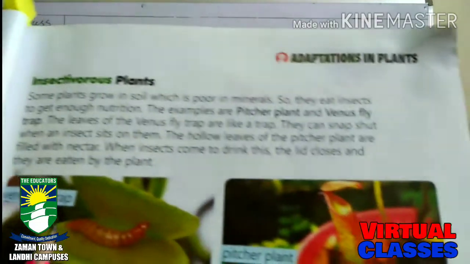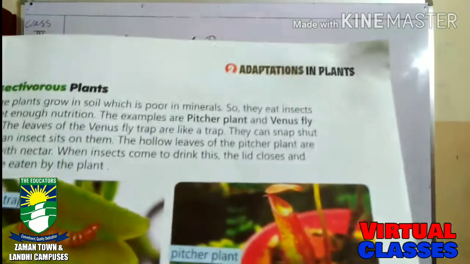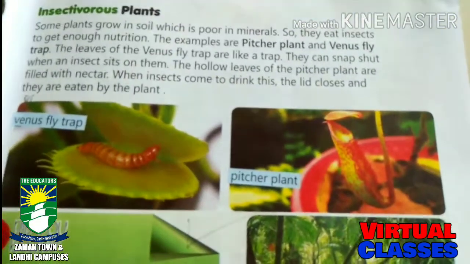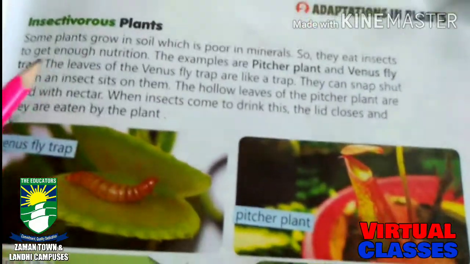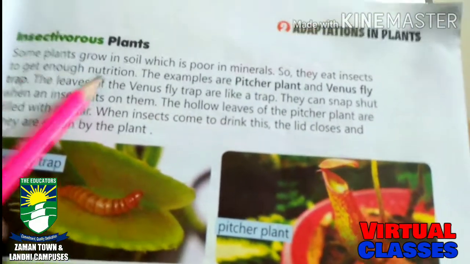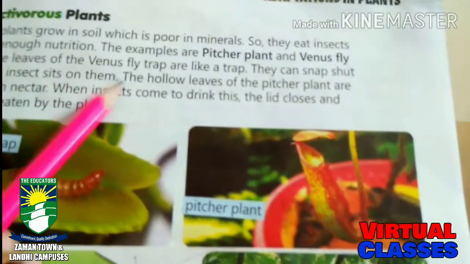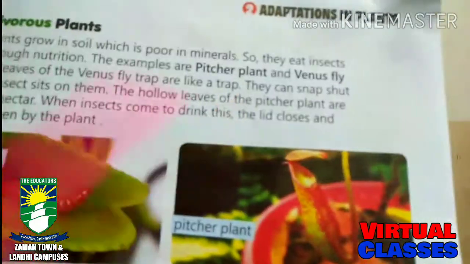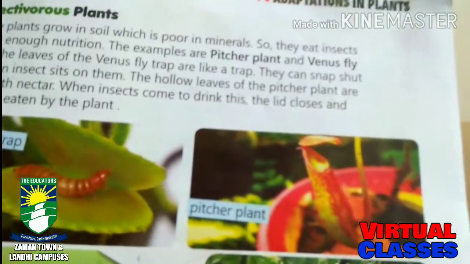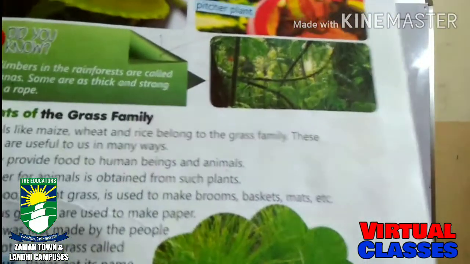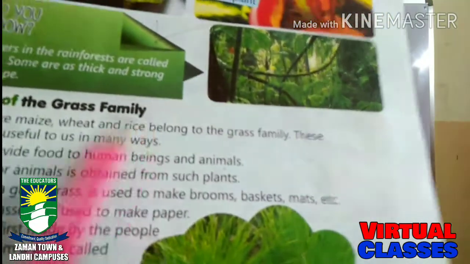Venus flytrap. So how do they get enough nutrition? They eat insects, as you can see here. The leaves of the Venus flytrap are like a trap. You can see in the picture, the animal is here, and you can see what's going on. Now come to the next one, plants of the grass family.